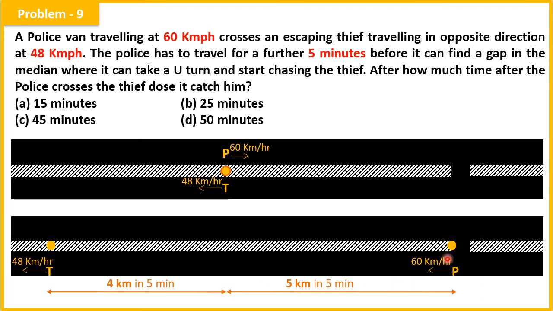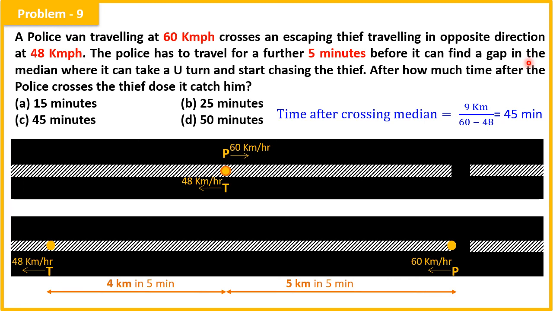Now the police has taken the U-turn here and now the distance between the police and the thief is total 9 kilometers. Now we need to find the time required by the police to catch the thief. This can be calculated as distance to overcome, that is 9 kilometers, divided by their relative speed. So time after crossing the median is distance 9 kilometers divided by relative speed, which comes out to be 3/4 of an hour, that is 45 minutes.